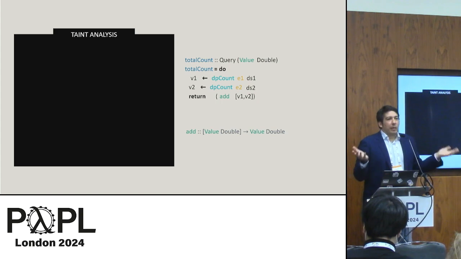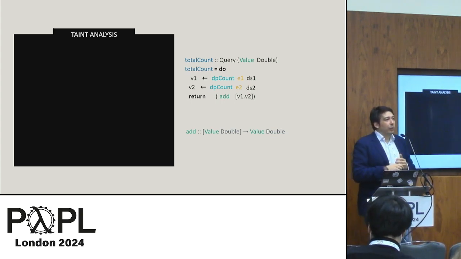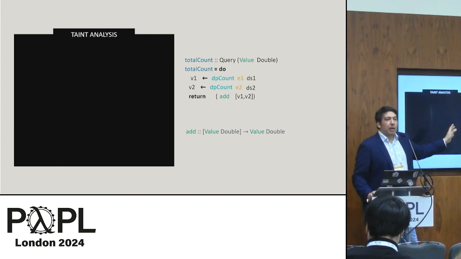Right? So I've been working a lot on information flow control. That is all about detecting dependencies and independence of things. So we're going to use taint analysis to detect the statistical independence. Okay? Let me show you how DPella works internally.